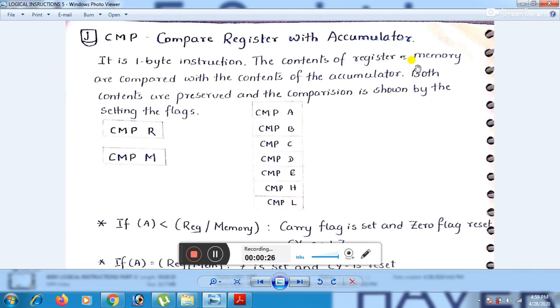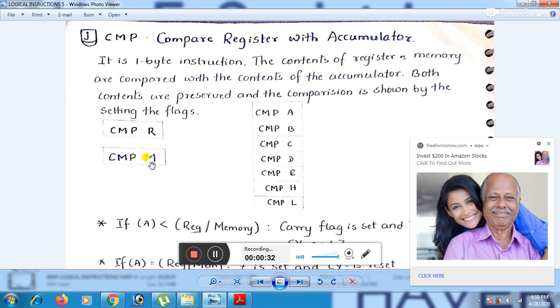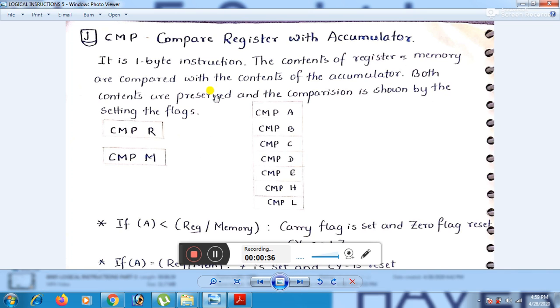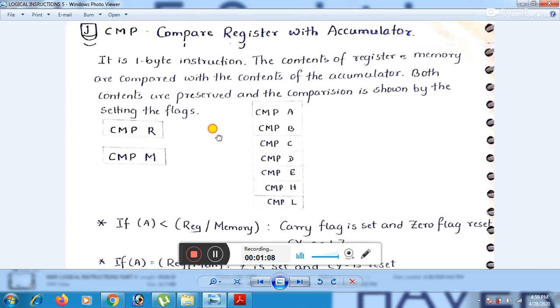The contents of a register or memory, it may be CMP R or CMP M, are compared with the contents of accumulator. Both contents are preserved, meaning the contents of the register or the contents of the memory location will be the same. If you are comparing a register, the contents of the register and the accumulator remain the same. Or if you are comparing with the memory location, the contents of the memory location and accumulator remain the same, but the results of comparison will be shown in the flags by setting the respective flags.